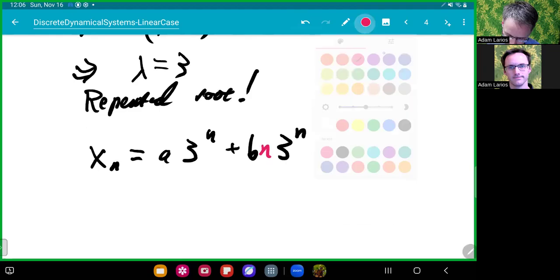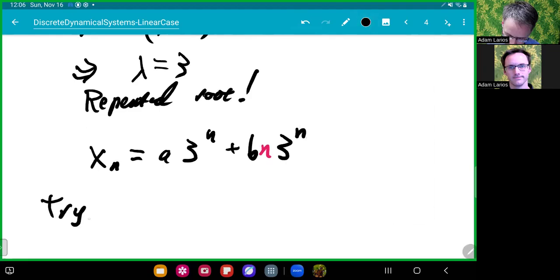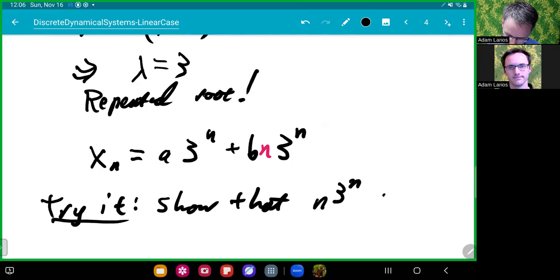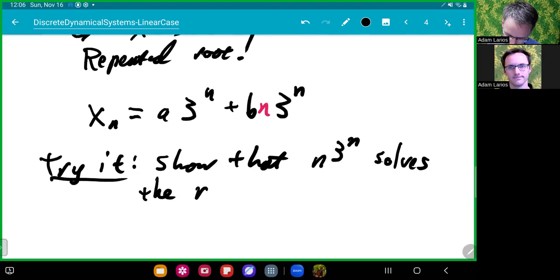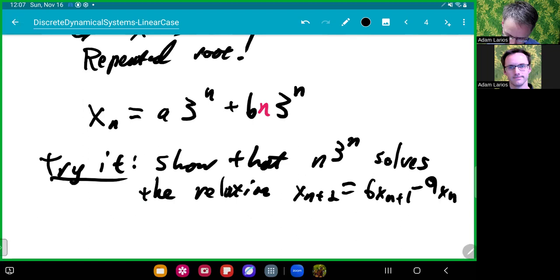And so try it, show that n times 3 to the n solves the relation. So if you plug it in, it solves this relation, 6n plus 1 and then minus 9xn. I would encourage you to give that a try, just to increase your skills a little bit. See what happens when you plug this in.